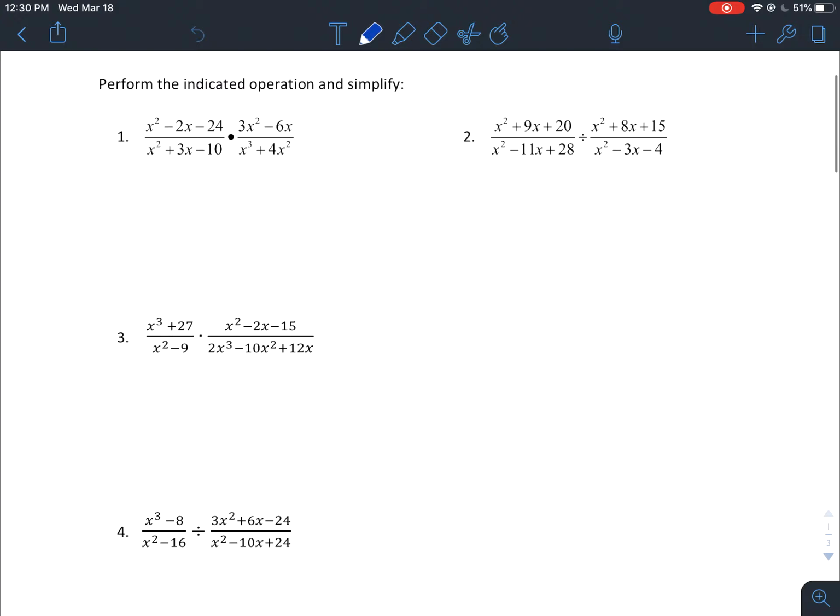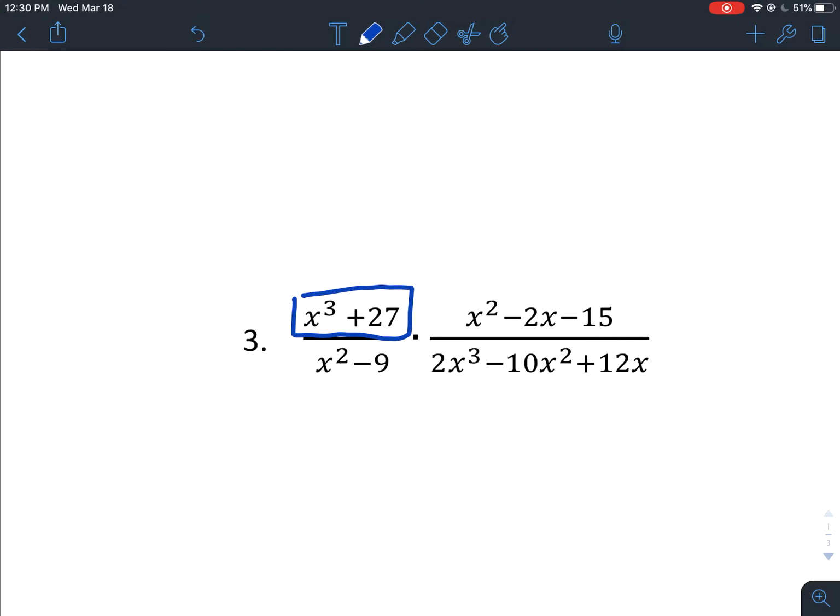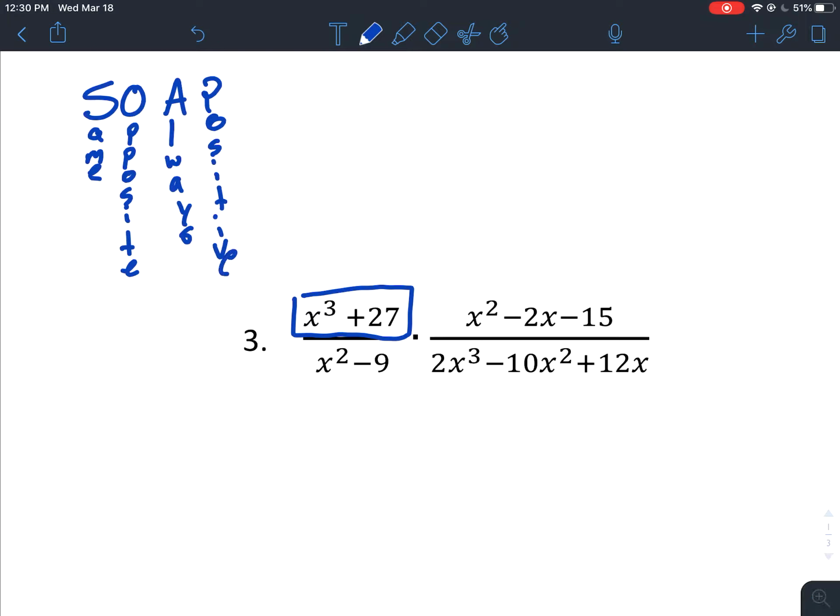I got a question on how to do number 3, so I'm going to try to show you in-depth how to do question number 3. The first hard part about question number 3 is that we have this thing called a sum of cubes, okay? So for a sum of cubes, we need to remember a couple things. We need to remember SOAP, which stood for same, opposite, and then always positive. That is our little reminder of how to factor when we have a sum of cubes.